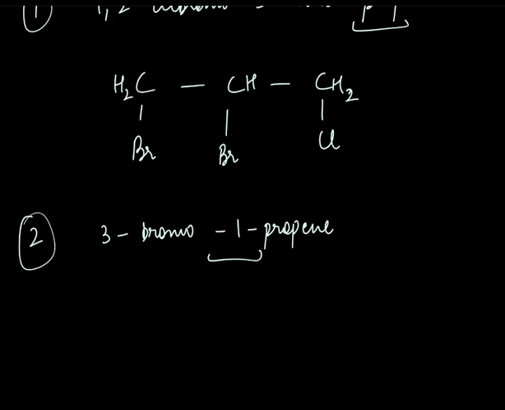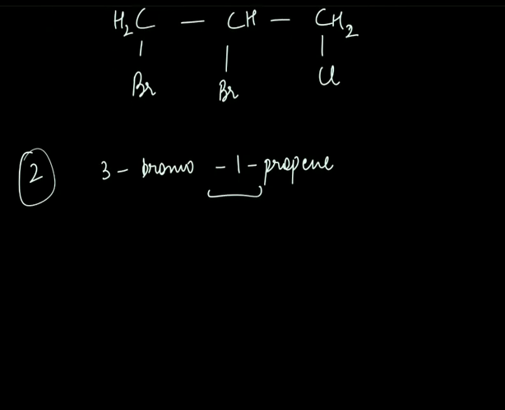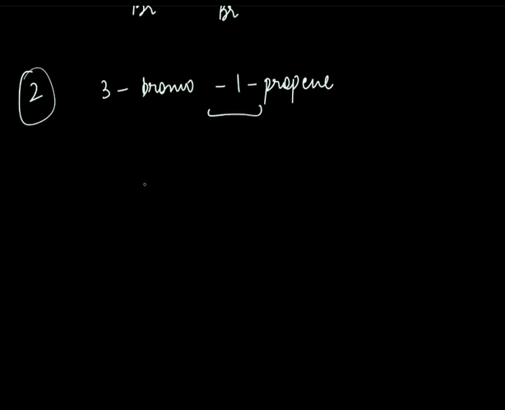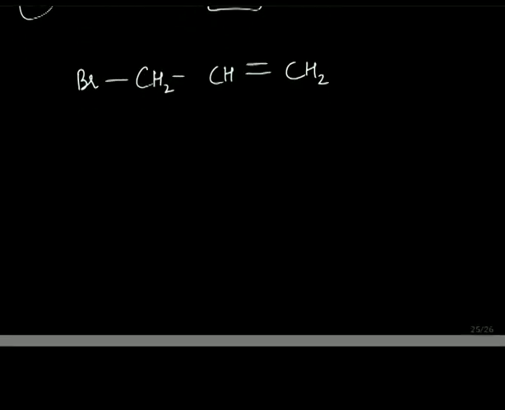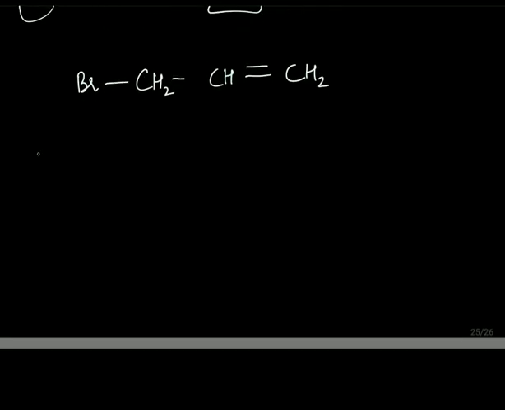So coming to this part again, what you have to do is write the word root prop, and then we have a double bond, and then at the third carbon we have bromine. So you just have to put the hydrogens and done. We are done. Then we come to the next example.